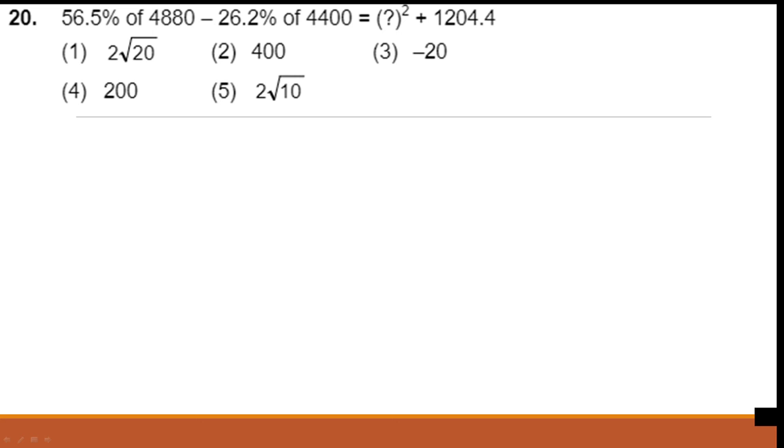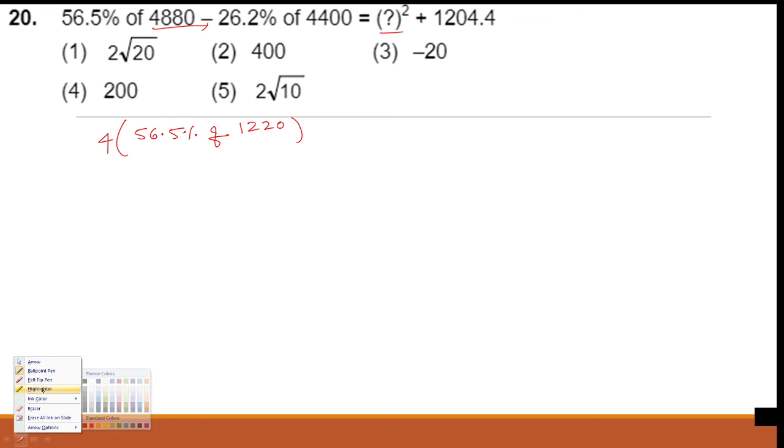And one more: 56.5 percentage of 4880, minus 26.2 percentage of 4400 is equal to x square plus 1204.4. Now I'm going to take 4 common from the left side. So this becomes 56.5 percentage of 1220. We need to take 4 common from everything, right? So don't use brackets here.